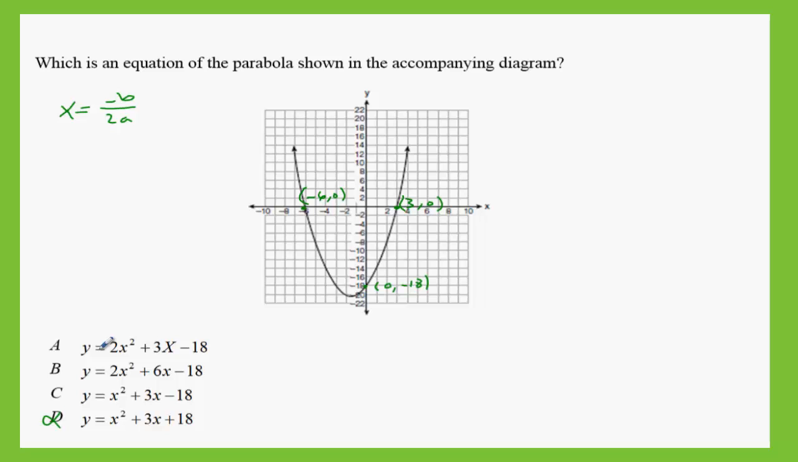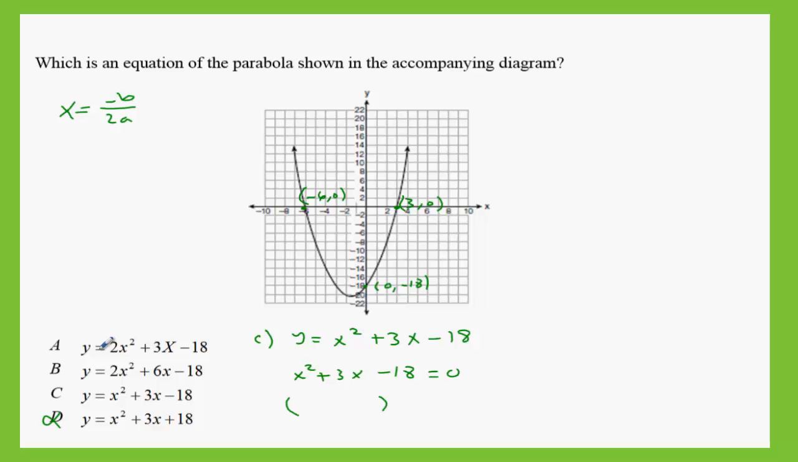I'm going to pick the easiest one to factor here, which is C, and then try B and A. Why? See, there is no coefficient with the x squared, so that's easier for me to factor. Let's factor C. y equals x squared plus 3x minus 18. When y equals 0, we need to find x. So we need to rewrite it this way: x squared plus 3x minus 18 equals 0.